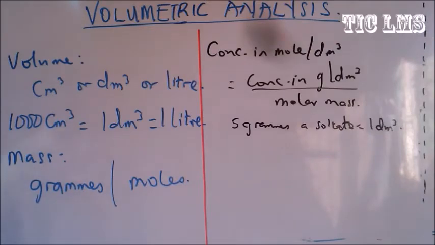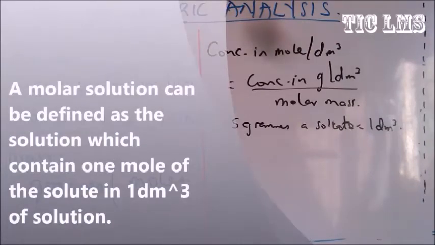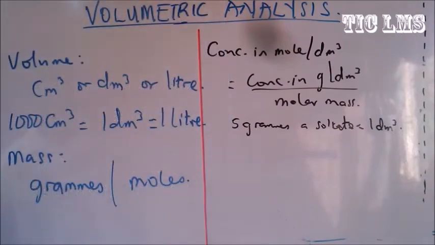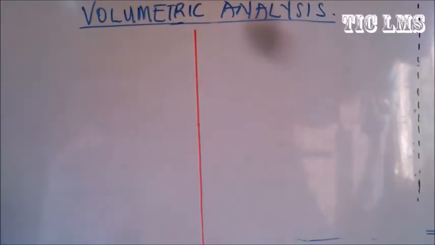Then we talk about molar solution. A molar solution is one where 1 mole of the solute is dissolved in 1 dm cubed of the solution. An example of this is if you have 1 mole of sodium hydroxide which is dissolved in 1 dm cubed of a solution. Alright, so let's solve some questions under volumetric analysis.